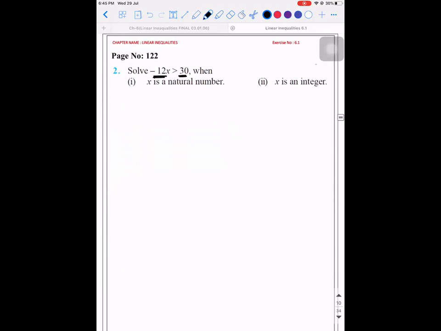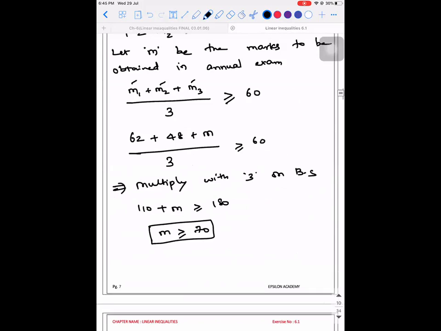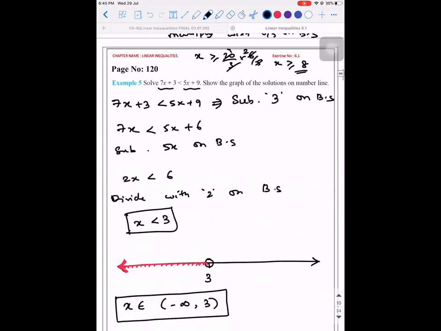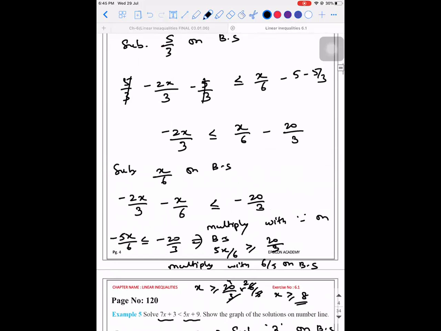Solve minus 12x is greater than 30. So multiply with minus 1 on both sides. So 12x will be greater. What will happen to the inequality? It will change. By the way, when we did that in some problem, did I change the inequality? Yes, I think you did, sir. I did it, no? I did it.